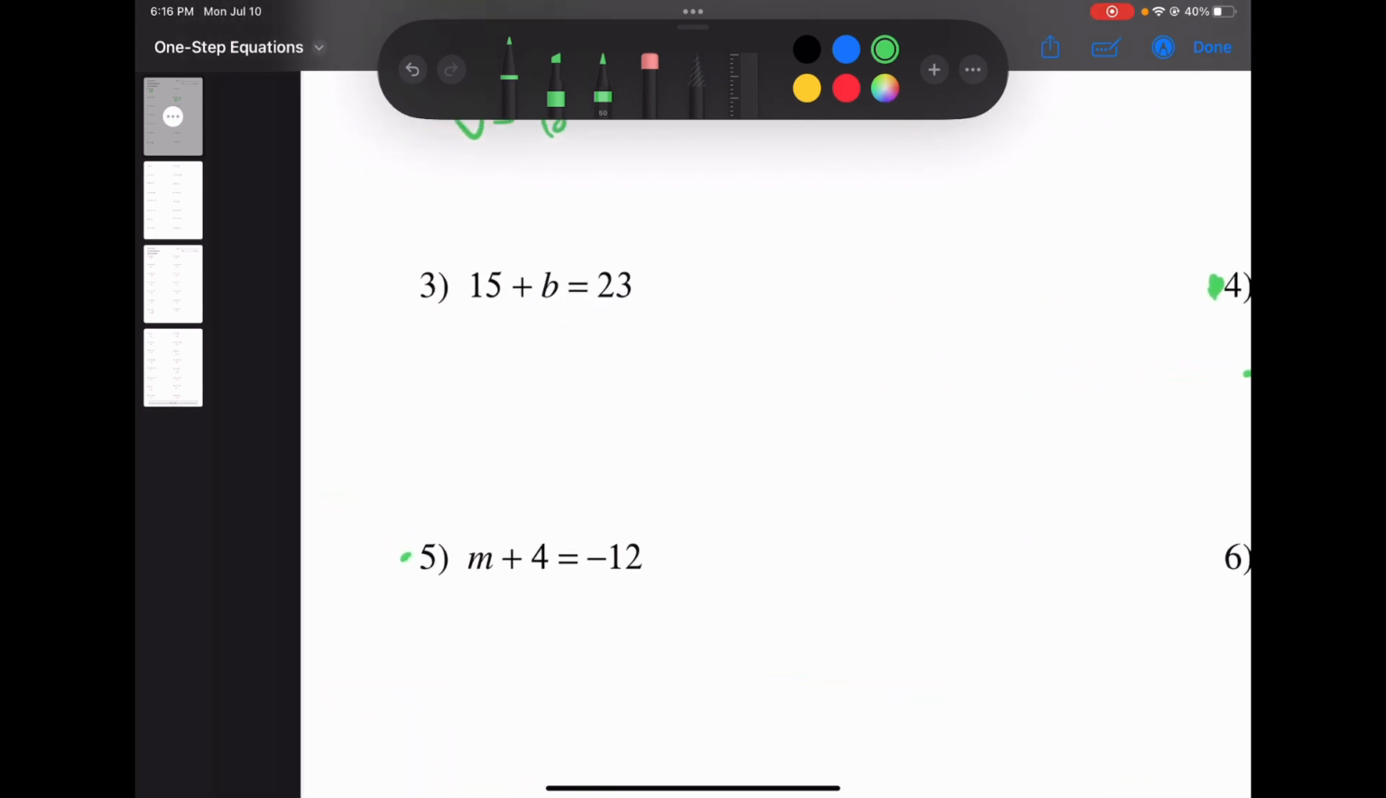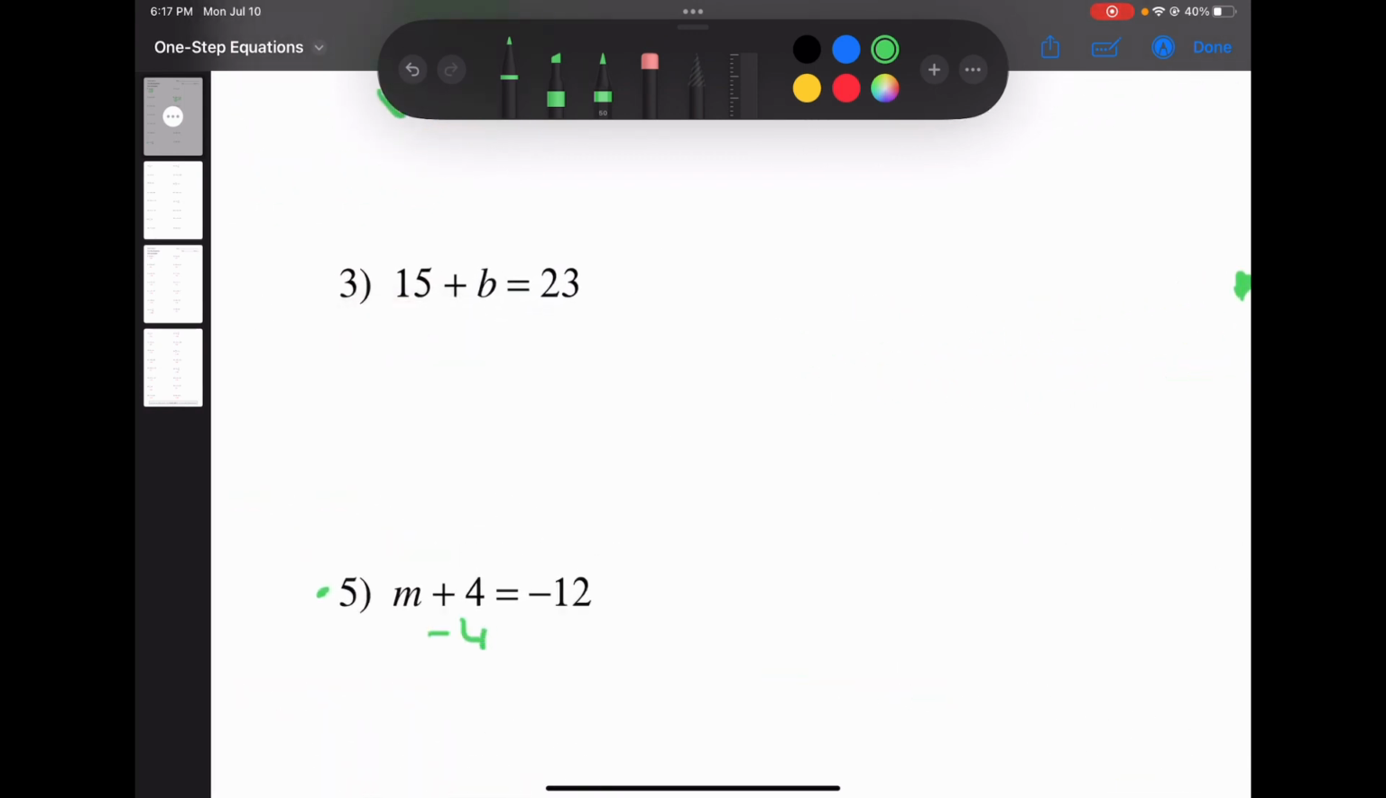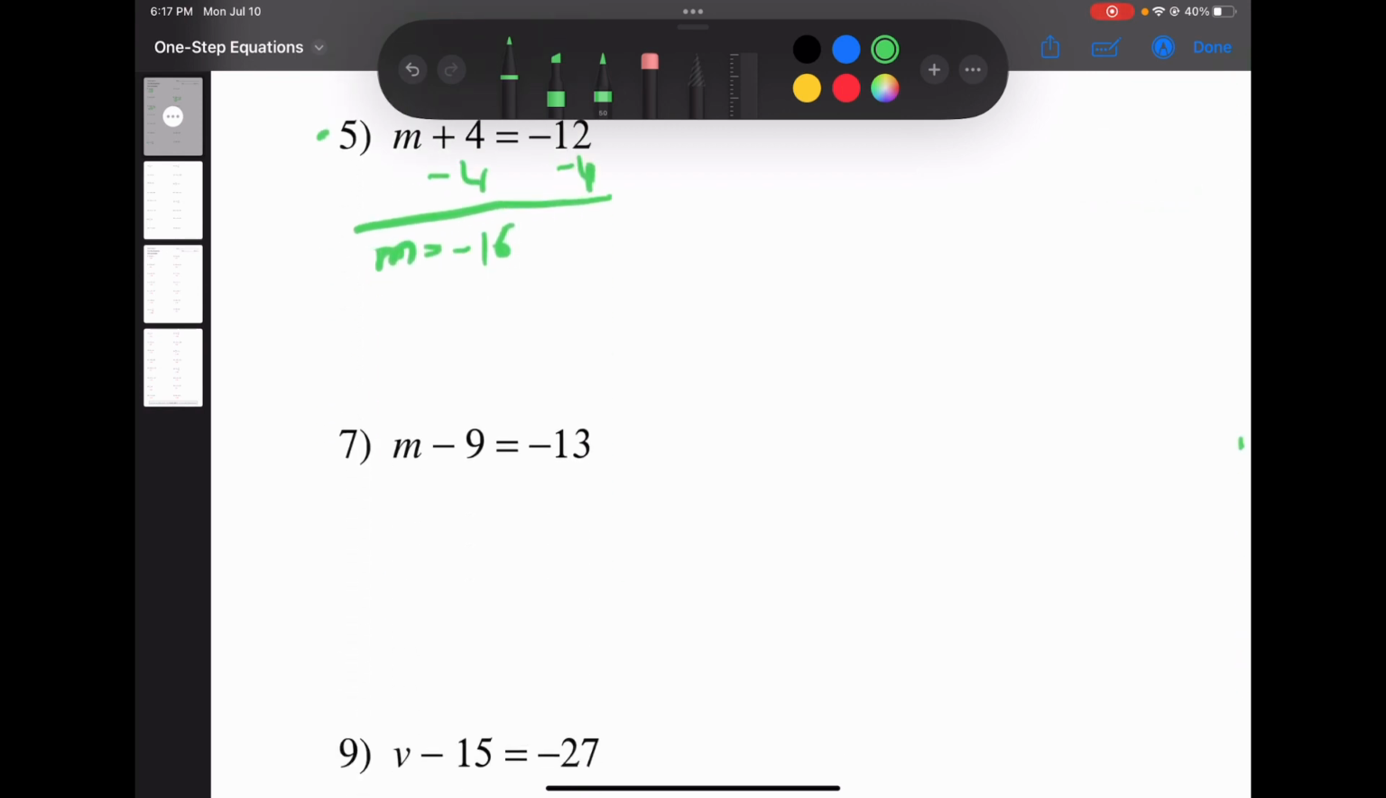Number 5, it's a positive, so we have to subtract. So minus 4, minus 4 to get m by itself. And m is equal to negative 16, because the negatives combine. It's kind of like adding 12 and 4, you get 16. But since they're negative, you have to put a negative sign in front of it.